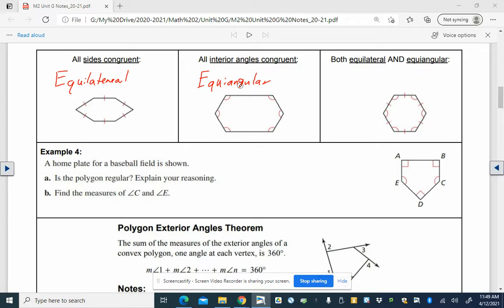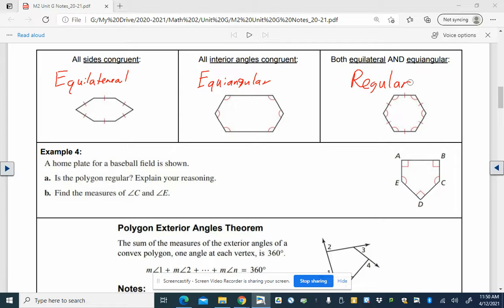So all angles are equal. All angles are the same measurement. So if all sides are congruent, it's equilateral. All angles are congruent, it's equiangular. If it is both equilateral and equiangular, okay, we call that a regular polygon. Okay, so regular polygon, if you're reading the description or the text and it tells that you're dealing with a regular hexagon, okay, that means all the sides and all the angles are equal.